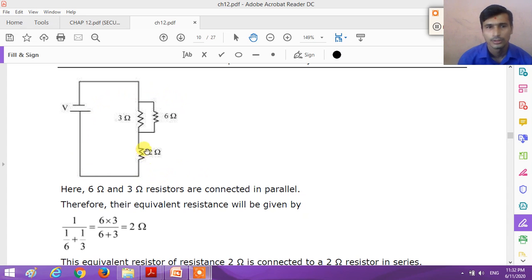How are 2 ohm, 3 ohm and 6 ohm resistors connected such that the equivalent resistance is 4 ohm? The 2 ohm resistor is connected in series with a parallel configuration of 3 ohm and 6 ohm resistors.